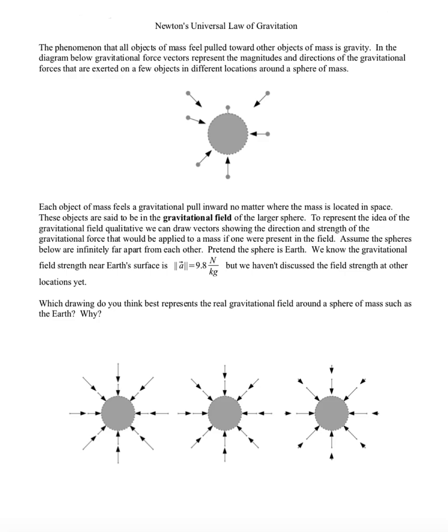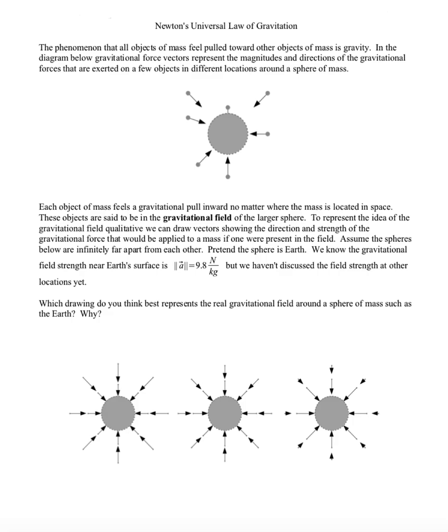To represent the idea of a gravitational field qualitatively, we can draw vectors showing the direction and the strength of the force that would be applied to a mass if one were present in the field. 3 examples of these drawings are below.